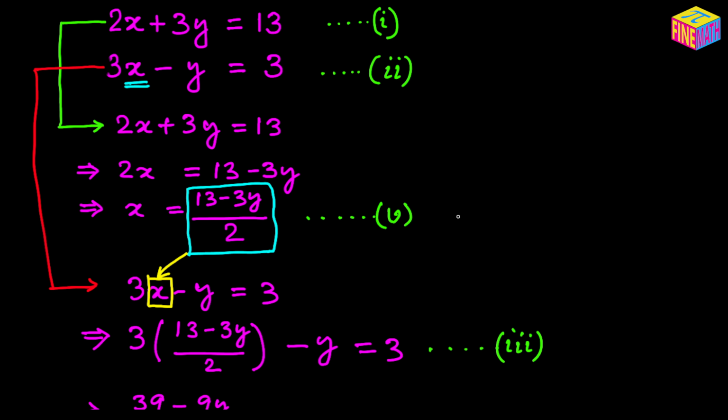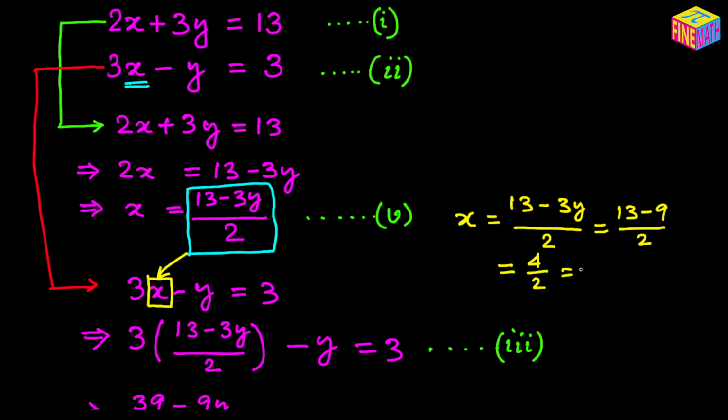So here we have x equals 13 minus 3y whole divided by 2, which is equal to 13 minus the value of y came out to be 3, so it would be 3 times 3, that is 9, divided by 2, which is equal to 4 divided by 2, which is equal to 2. So from here also you can see that we could have found the value of x as 2, and that's one of the easy ways of doing it. So you can do it this way also.